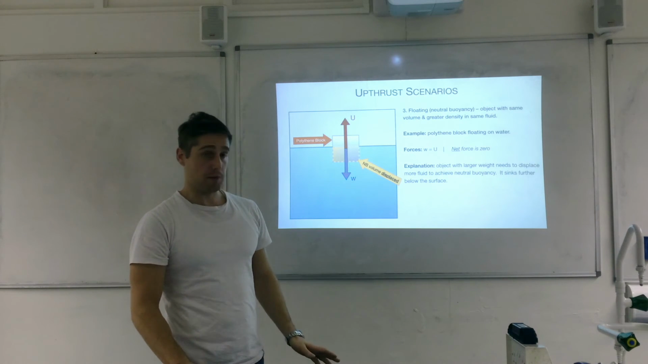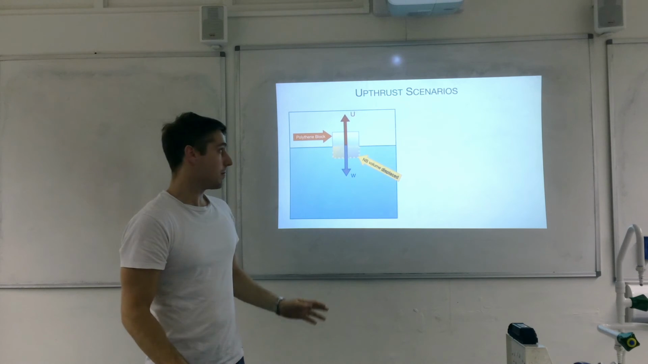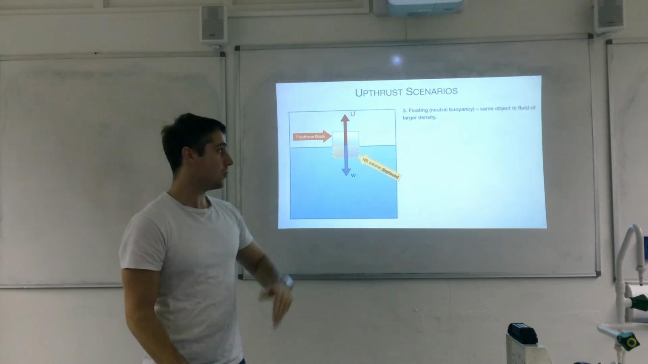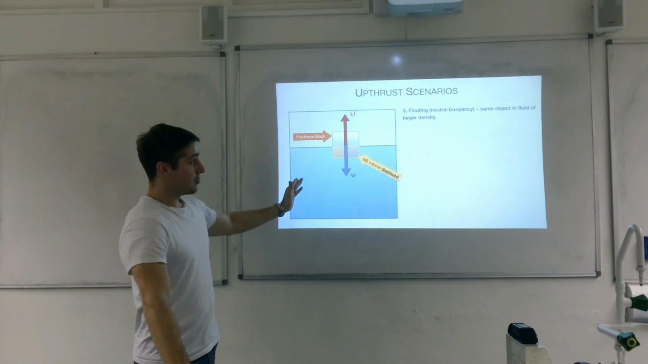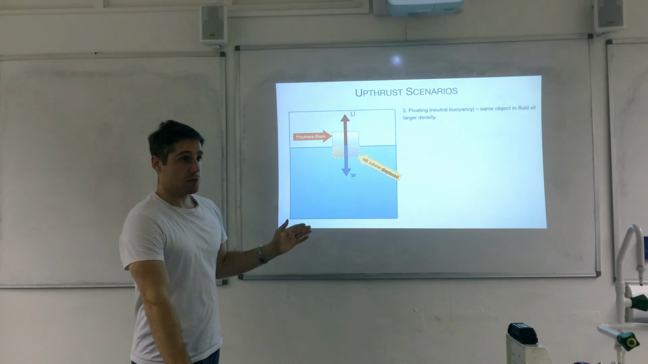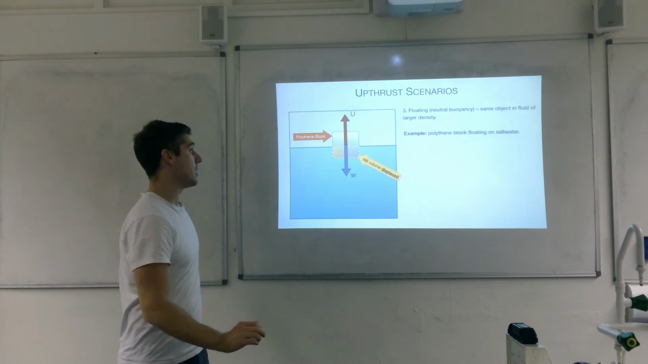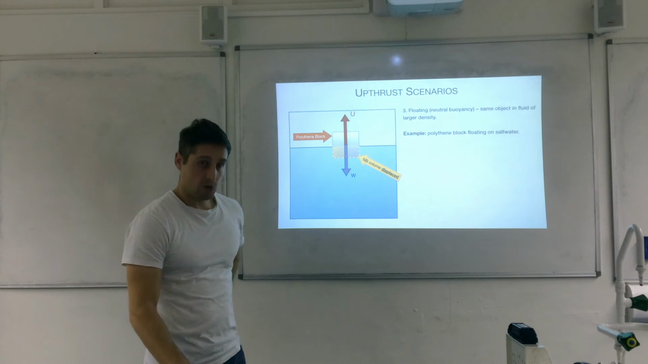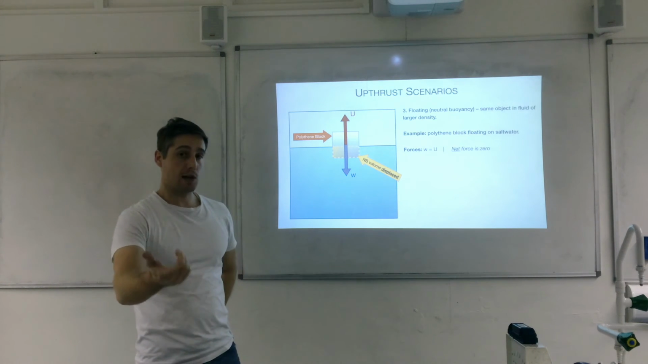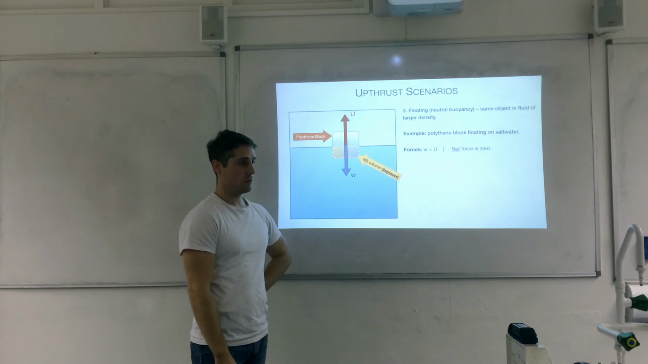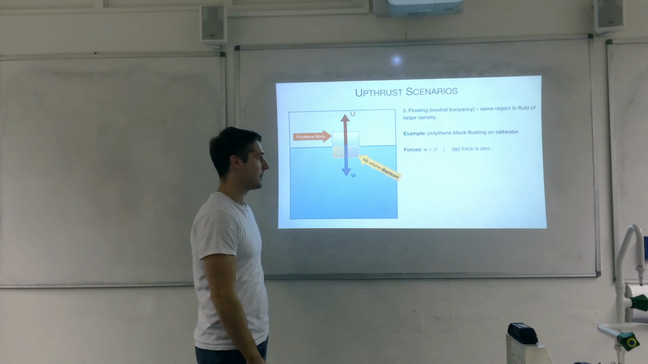I'm going to keep my polythene block this time, but now I'm going to replace the water with salt water. So it's still neutral buoyancy. This is the same object, but in fluid of larger density. Polythene block floating on salt water. Salt water has a slightly higher density than non-salt water, fresh water.